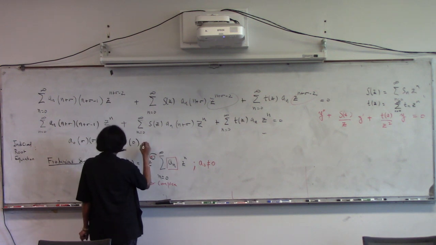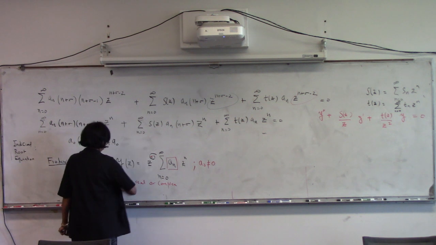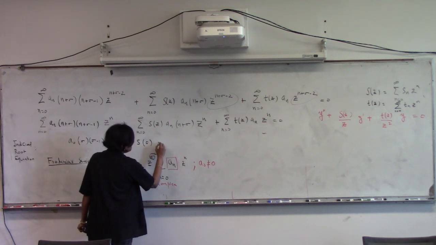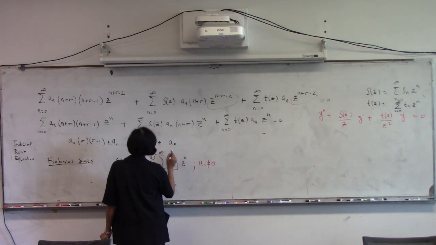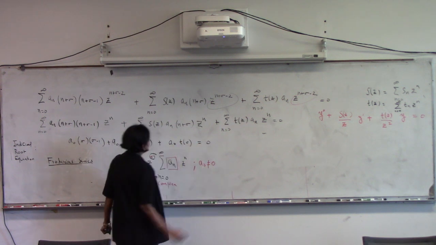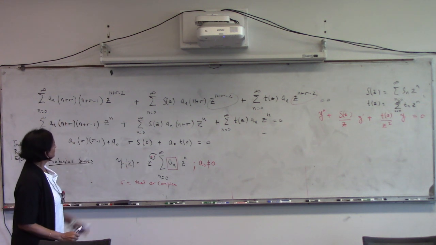N equal to 0, I'm saying. So sigma times S0, plus A0 times T of 0 equal to 0. Is this correct? Okay.